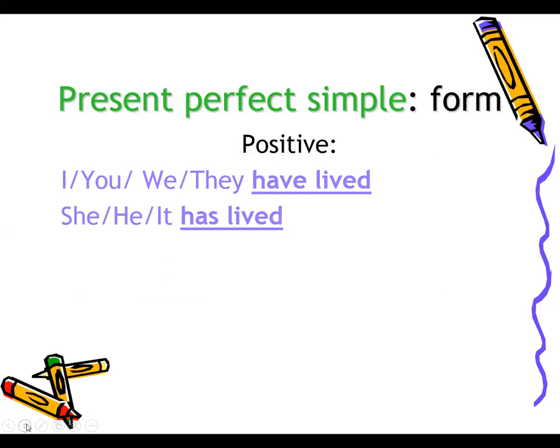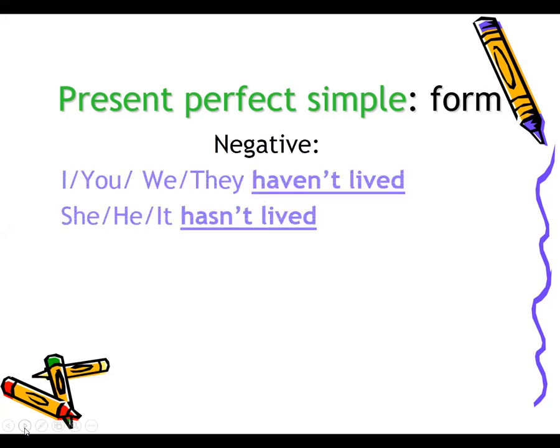Now, for present perfect simple, or simple present perfect, or simply we can say present perfect tense, the positive form: have will be added with I, you, we, they. They have lived. That is the past participle form of the verb. He, she, it has lived. With plurals and with I, you, we, we use have. With she, he, it, and singular, we use has lived, whatever the verb form is.